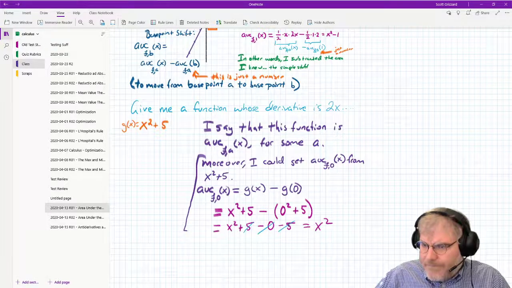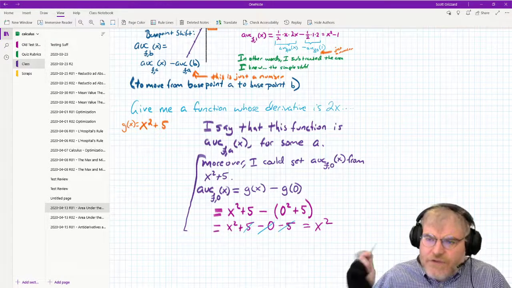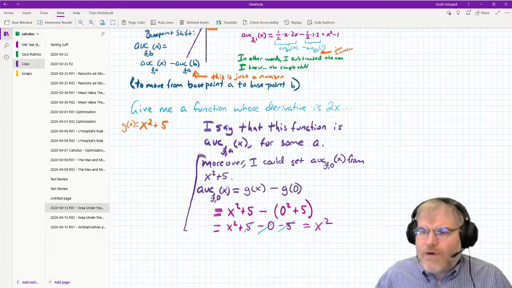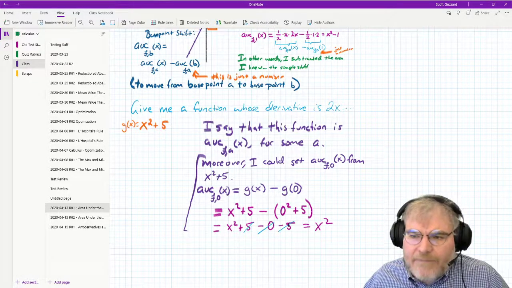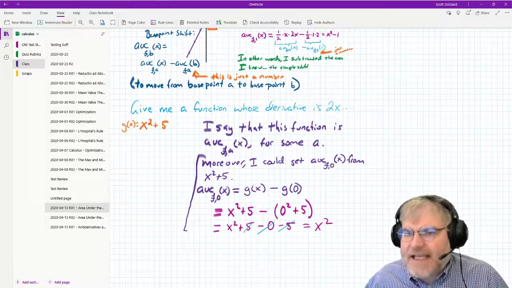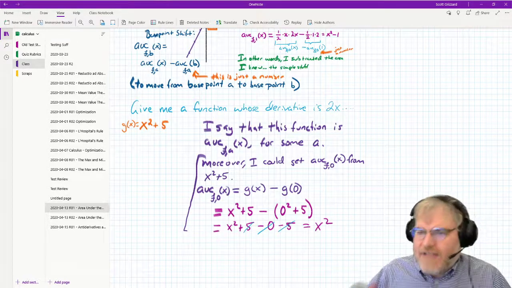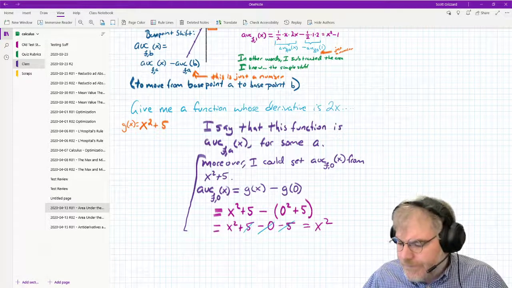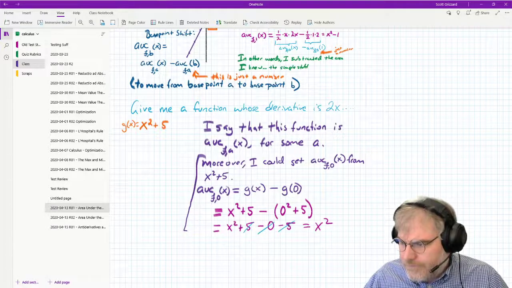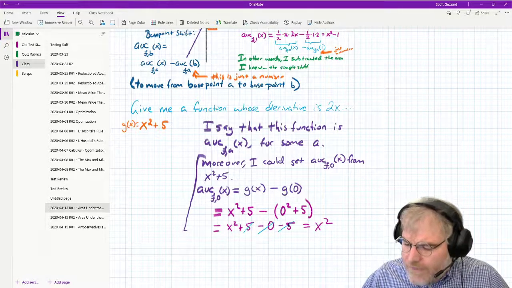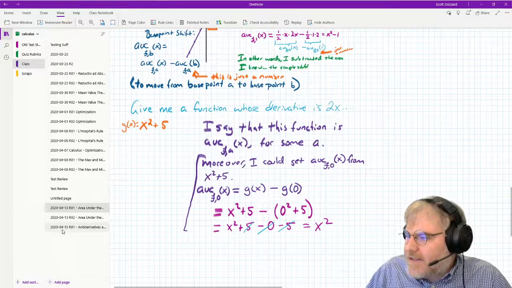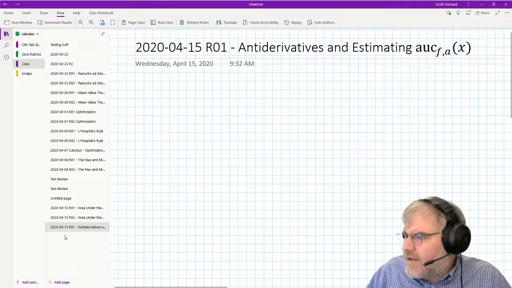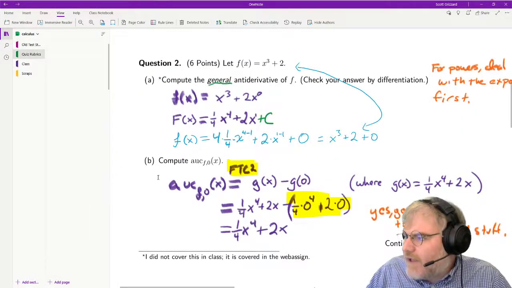Okay. I noticed there's some confusion here. Since there is confusion, I will talk about this some more. But this idea is I need a g whose derivative is f. All right, so let's move on to the other problem. We'll come back to this since that seems to be a source of confusion.